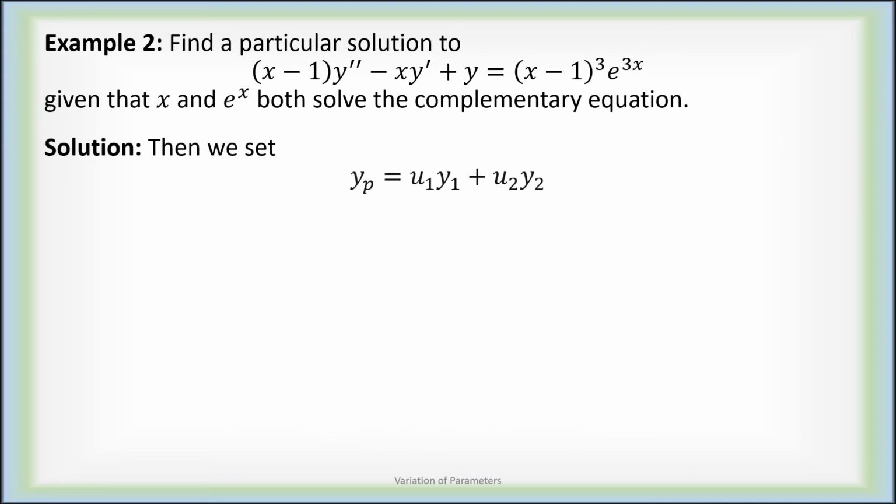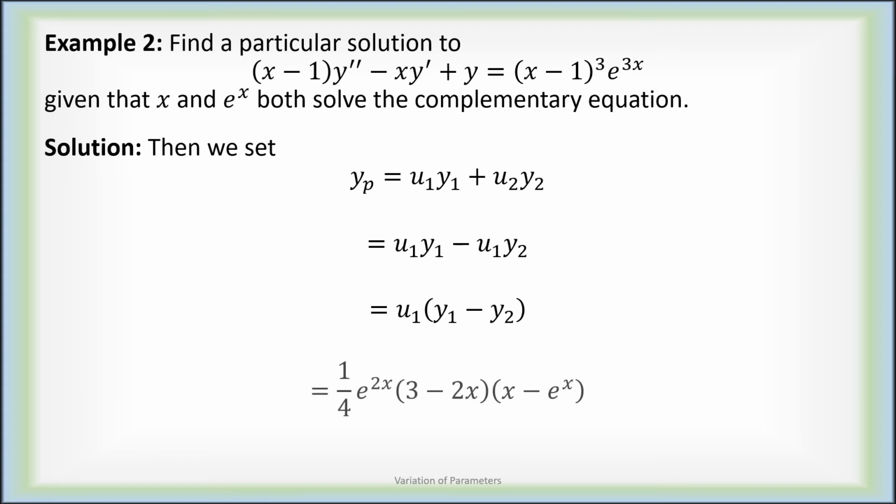So then all we have to do is we set yp is u1 y1 plus u2 y2. Of course, u2 happened to work out in this problem to be negative u1. So I can factor a u1 and just be left with y1 minus y2. u1 was 1/4 e to the 2x times 3 minus 2x. y1 is x, y2 is e to the x, and there it is. So here's y sub p, one particular solution to the differential equation we started with.